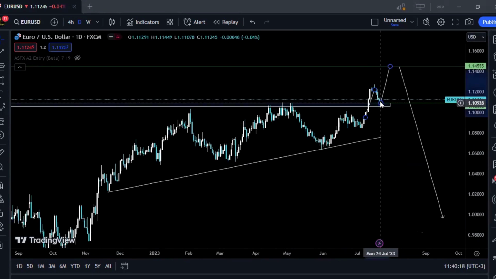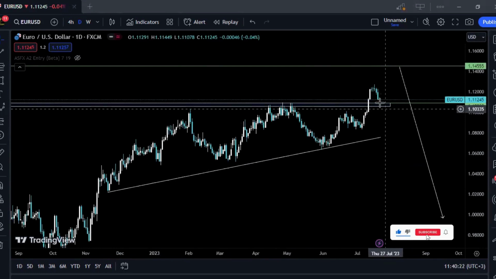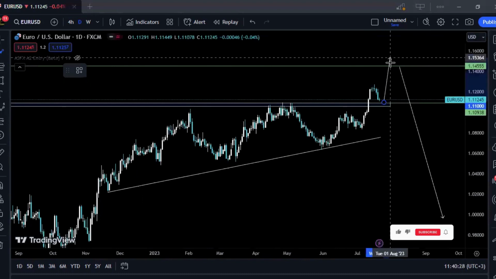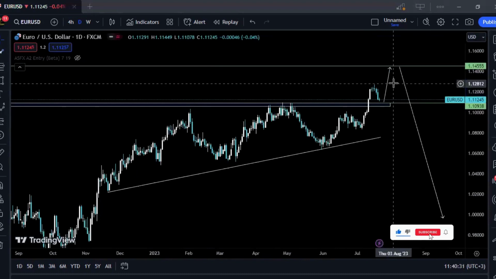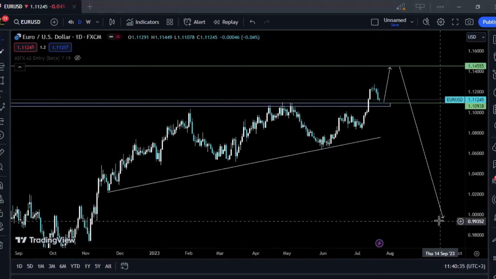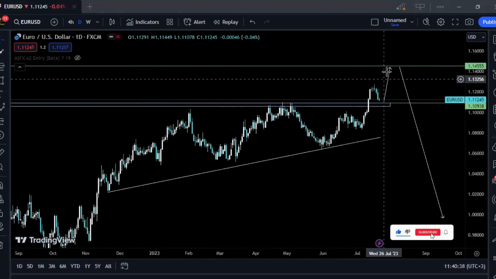So Euro USD, obviously we can see prices already broke above this structure. This is a sweet retest. As you can see here, prices closed with a doji, indicating a lack of momentum. So from there we'll obviously be looking for buys, and then from the buys we'll start looking for sells. But currently for the coming week we'll be looking for buys.